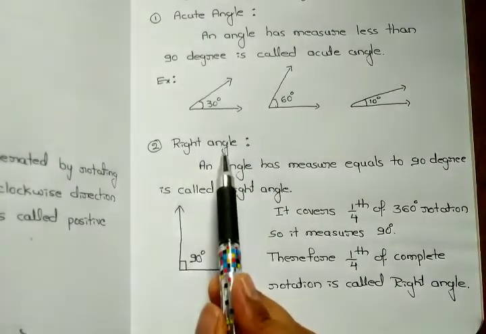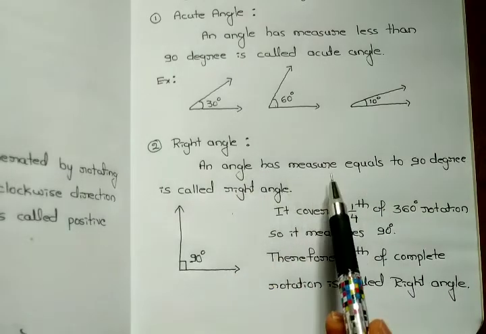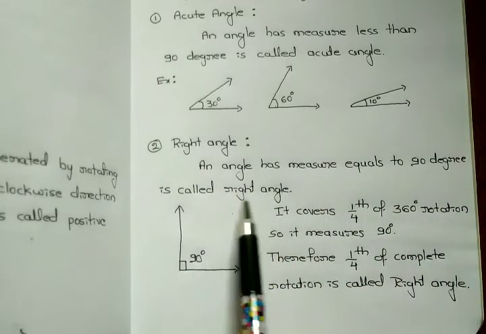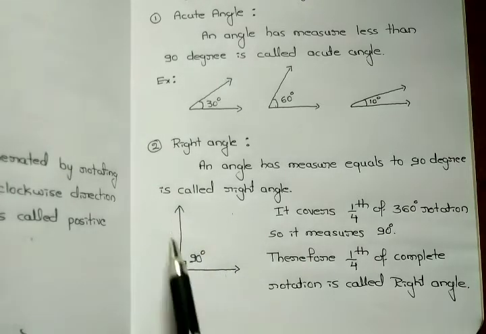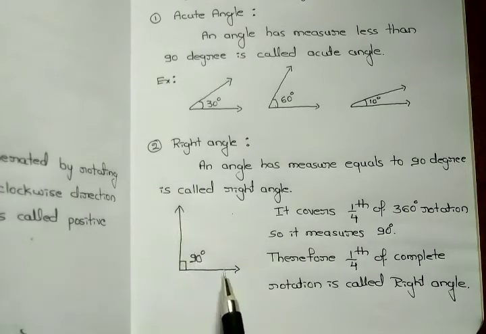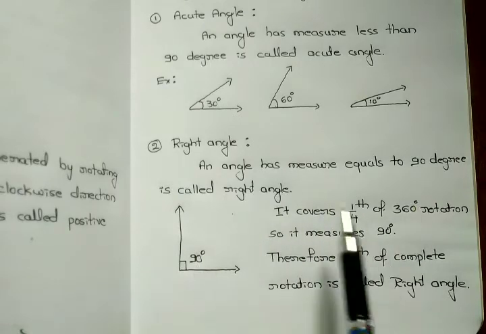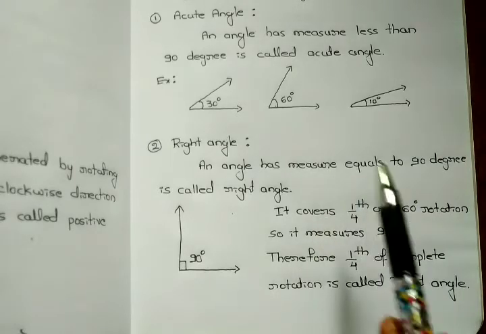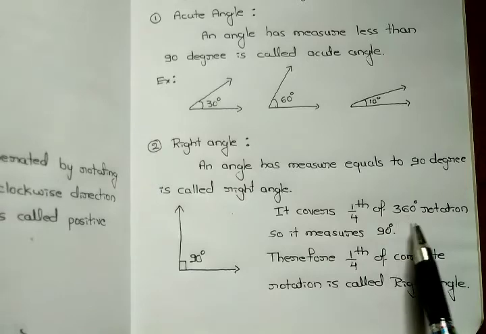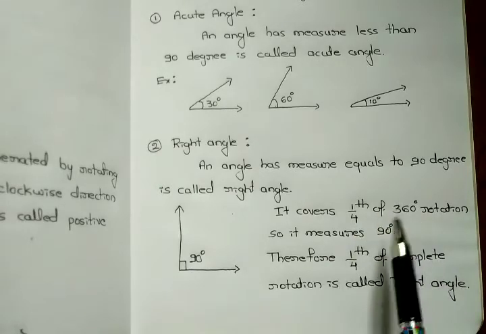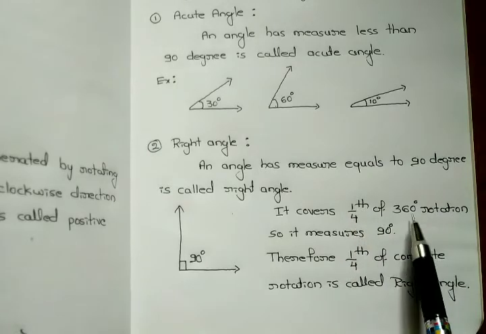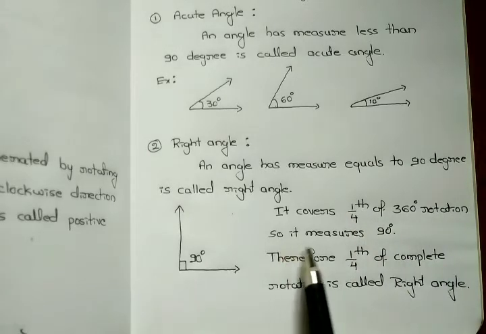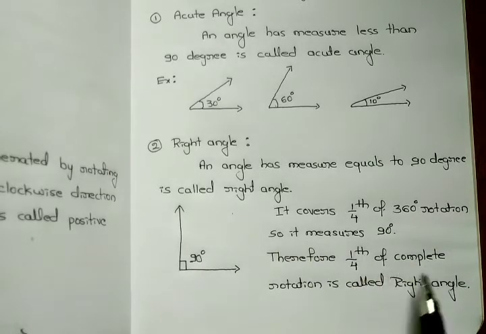Second one, right angle. An angle has measure equal to 90 degree is called right angle. So this is the example for what? 90 degree, this is the right angle. See, right angle covers 1/4 of 360 rotation. So one complete rotation is nothing but how much degree? 360 degree. In that 360 degree, it covers how much? 1/4 of 360 rotation. So it measures how much degree here? 90 degree. Therefore 1/4 of a complete rotation is called what here? Right angle.